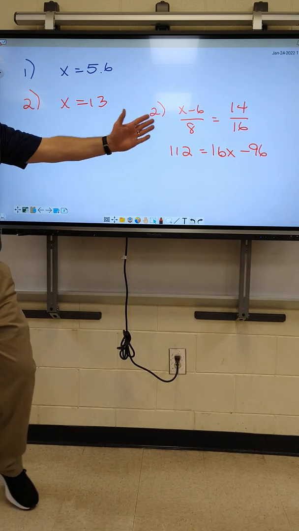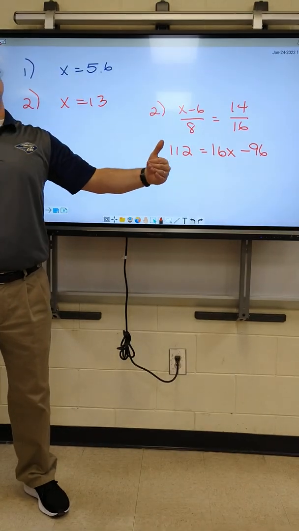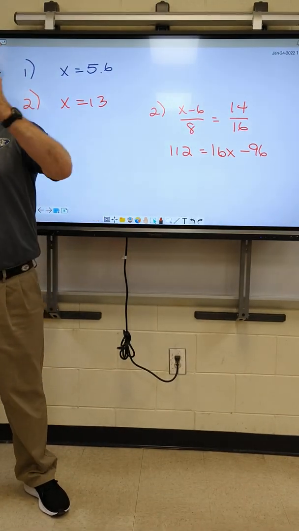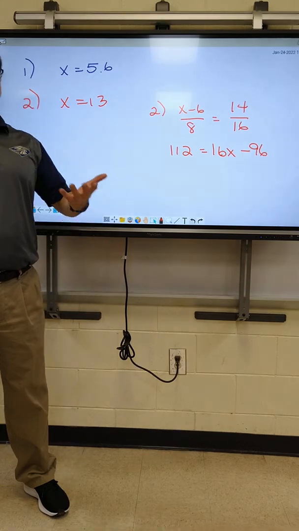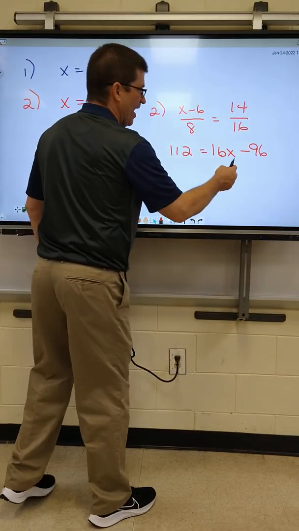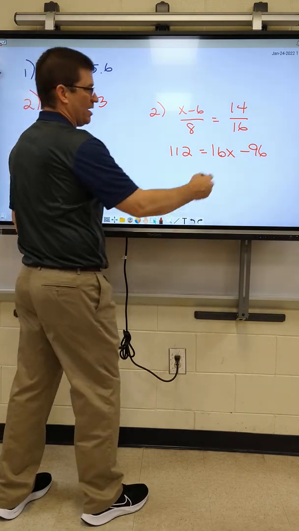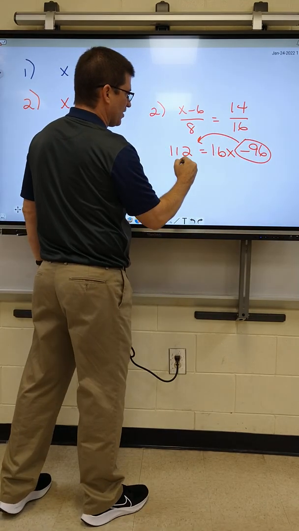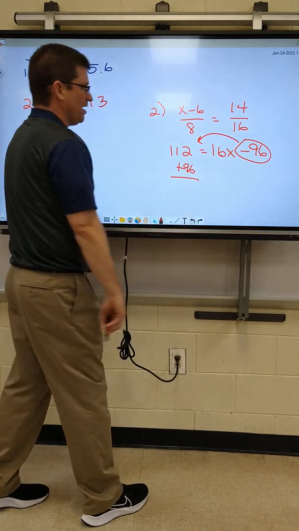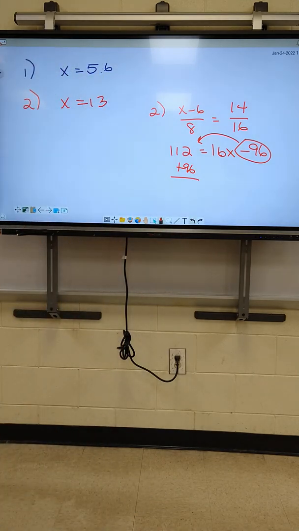All right, so now somebody help me on number 2. What number do I have to move from one side to the other? Negative 96. All right, that's one way you can do it. We've got to get the x by itself, and it doesn't matter if you got it on the left side or the right side. Minus 96, move it over, is going to be a positive 96. Add those up, tell me what you get.